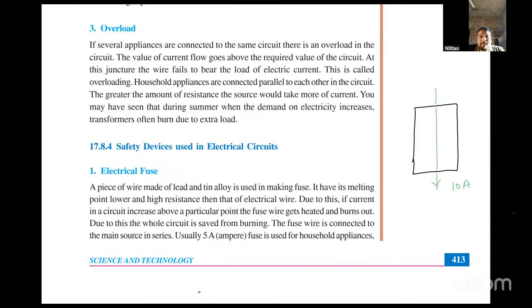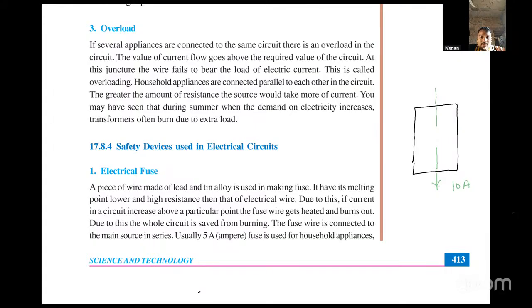If, for example, in a house you are using 6 geysers at the same time, the 6 geysers will draw maximum power, maximum current. Maximum current means the wire will catch fire. So to get rid of that, the fuse is set to a specific current value. If the current goes above that, the fuse will melt. The fuse wire will melt like this. Hence, the current will not go to the wire. So our house is safe. This is the use of a fuse.